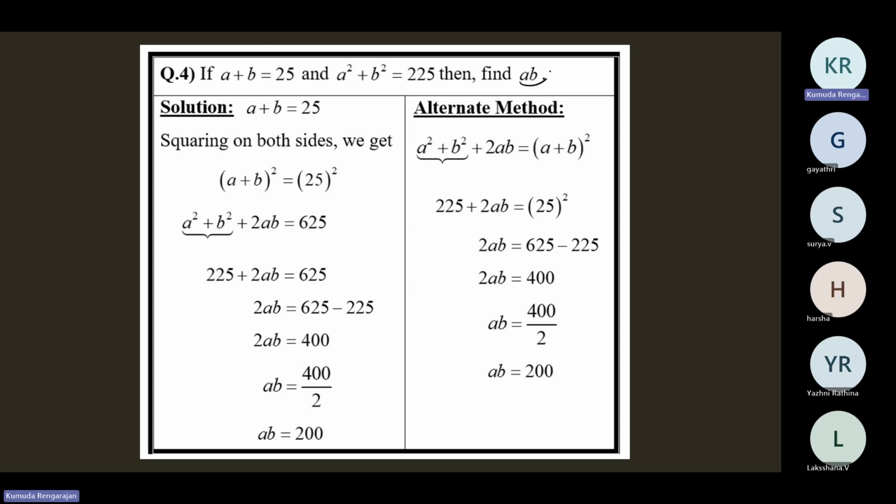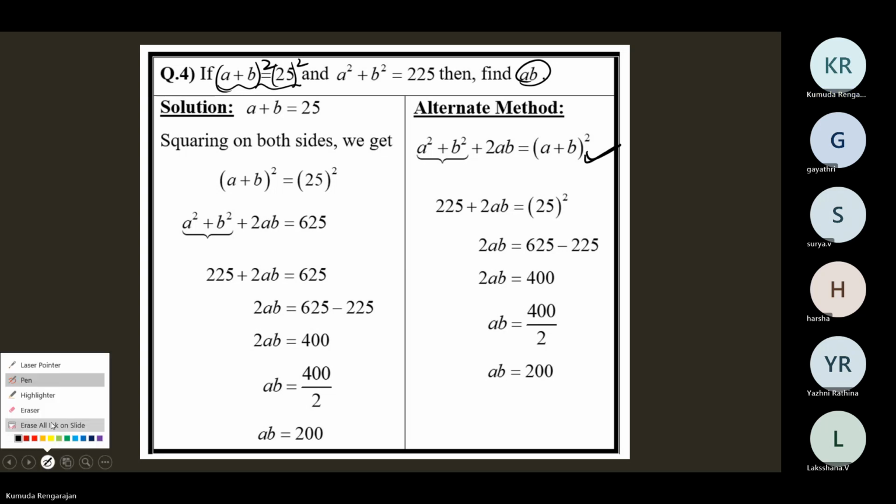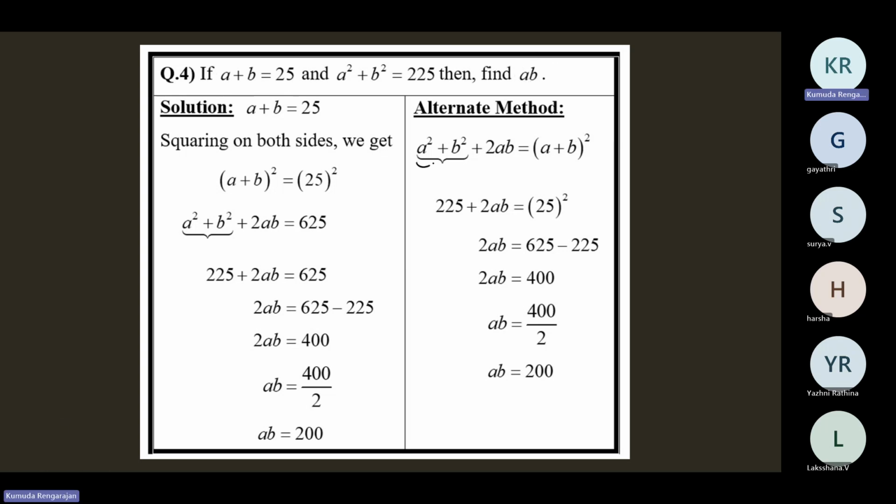So you can find the value of ab either by taking this equation and squaring it on both the sides, or you can write this identity which connects the expressions a square plus b square, a plus b and ab.